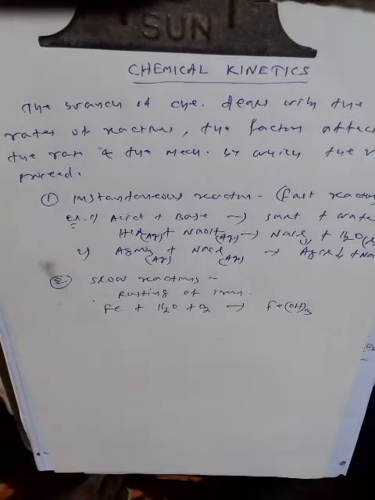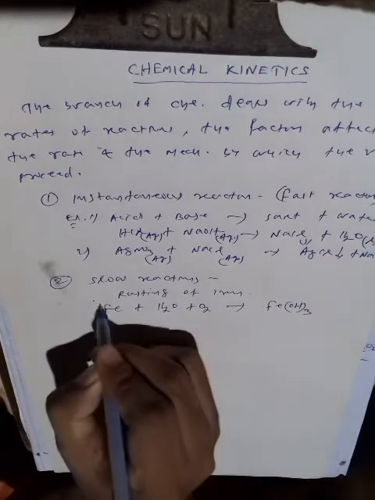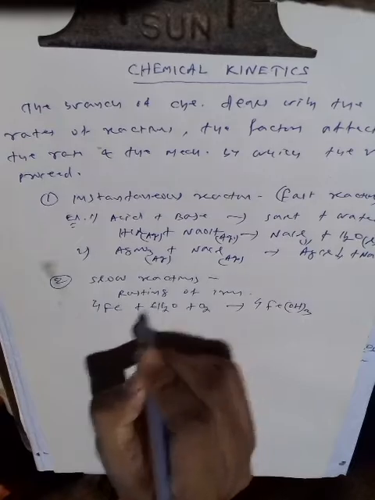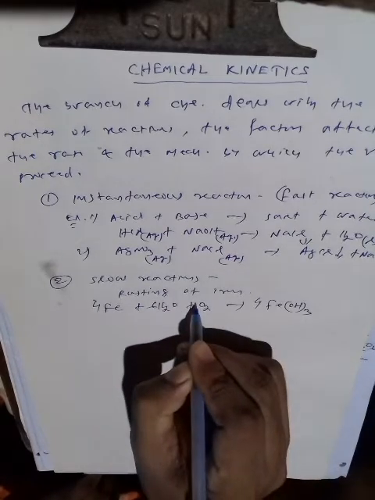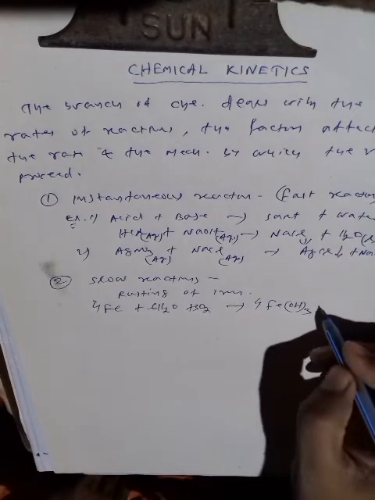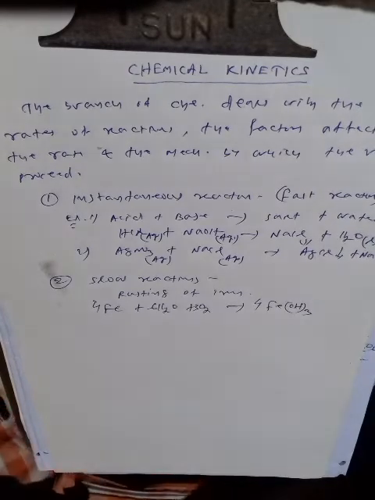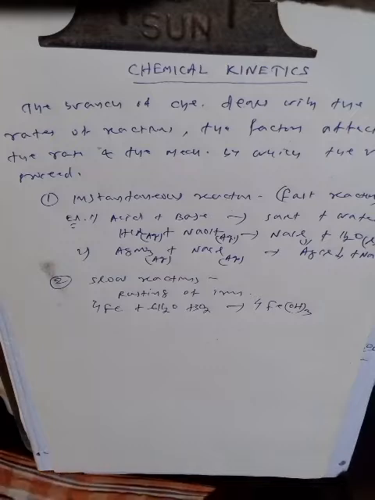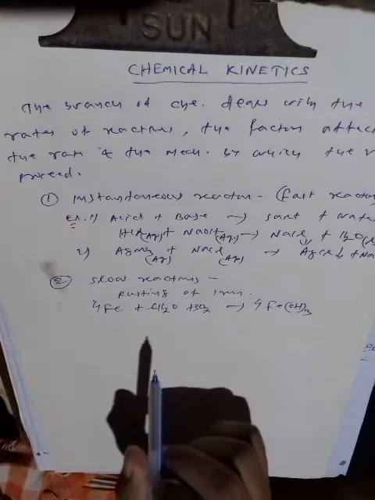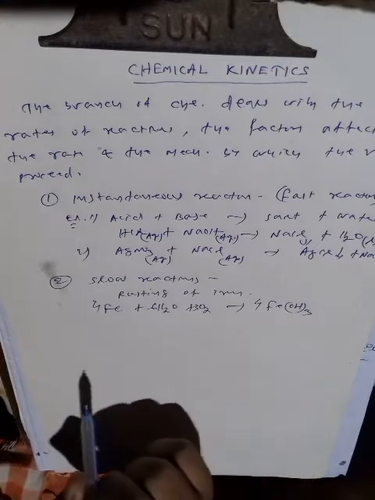We can balance this reaction also. 4 iron, 4 Fe here, here we can put 6 and here 3. This is the complete balanced equation, rusting of iron. This is a very complex reaction, and the rate of the reaction is very slow, and this reaction takes longer time to get completed.